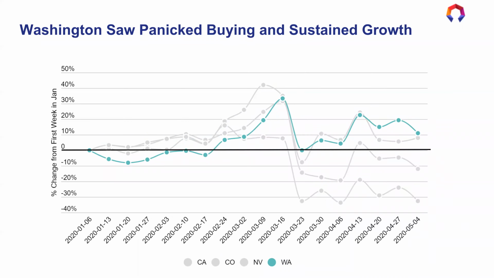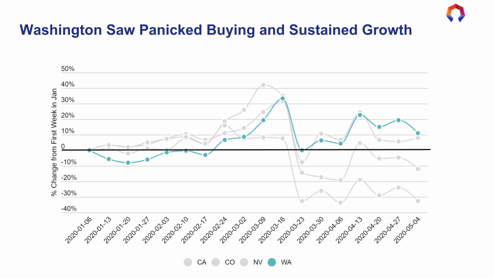The first one being Washington. In Washington, that very big sales spike that you see on the week of 3/16 was when our stay-in-residence orders started. So people rushed out to stores. They didn't just panic buy hand sanitizer and toilet paper. They also rushed to their dispensaries and stocked up on cannabis products.